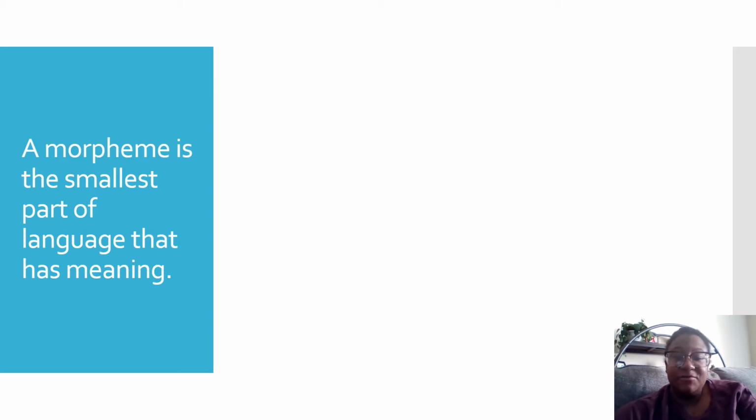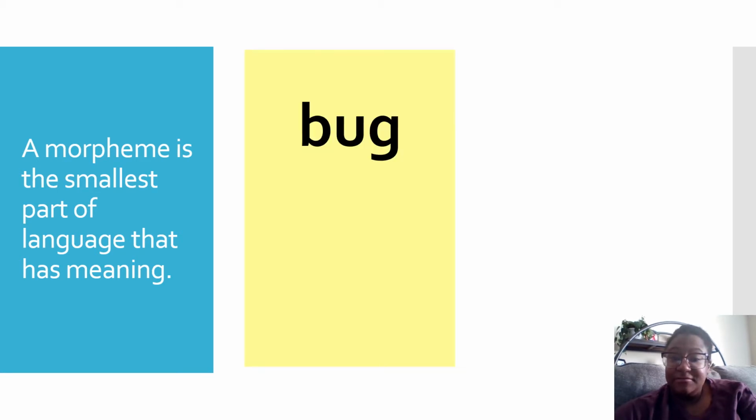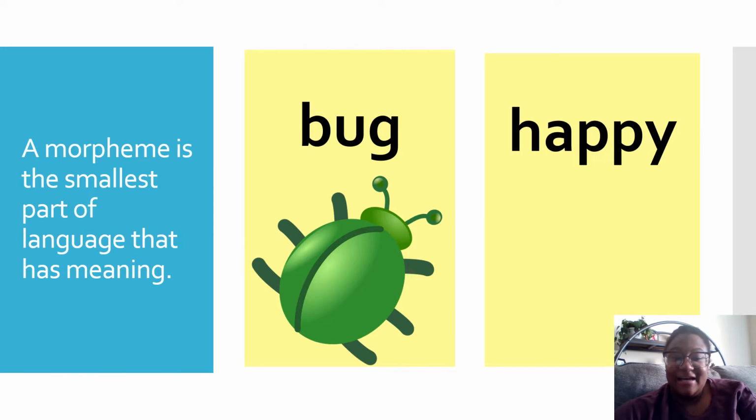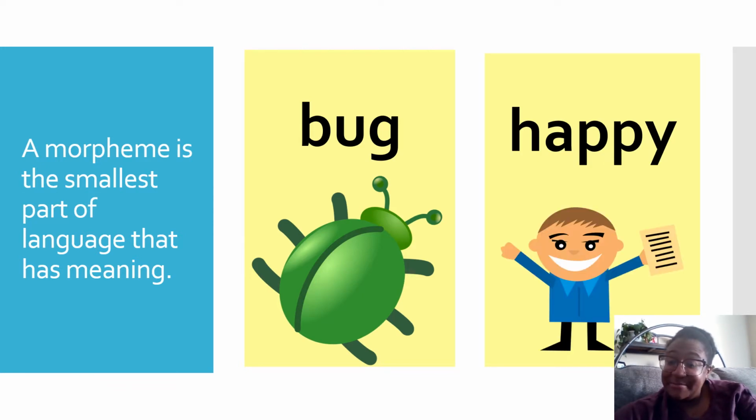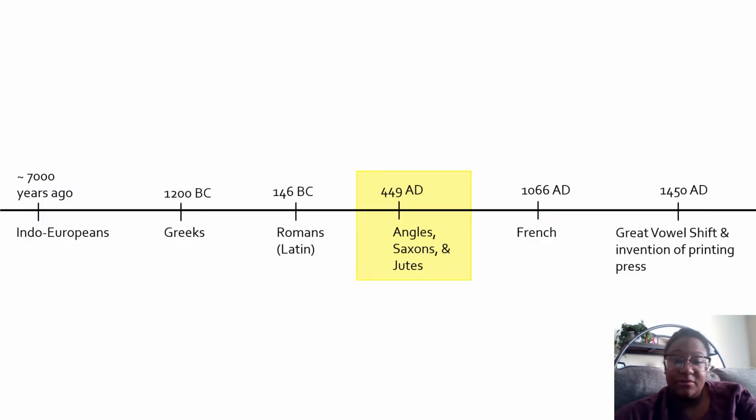Some examples of morphemes that are also Anglo-Saxon bases are words like bug, we all know what a bug is, and happy. We know what it means to be happy. You'll notice that I've made the boxes behind the words yellow. For our purposes, morphemes of Anglo-Saxon origin will be coded with yellow. Remember in the last video we talked about the history of English, so we're now going to focus on some Anglo-Saxon morphemes. In the last video we said that Anglo-Saxon words are common, short, and functional words. We know many of these words already and use them every day.